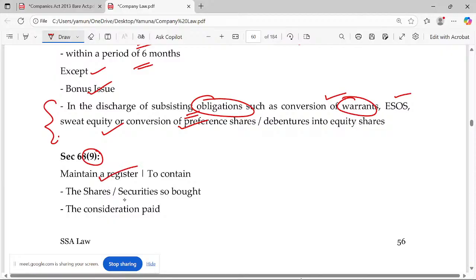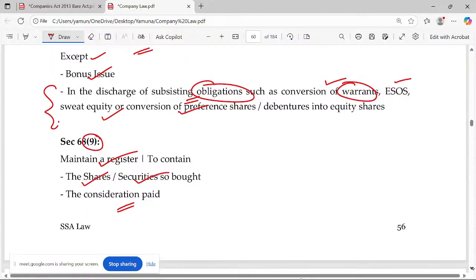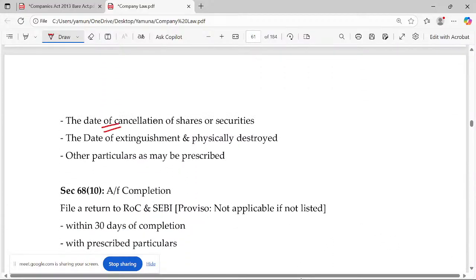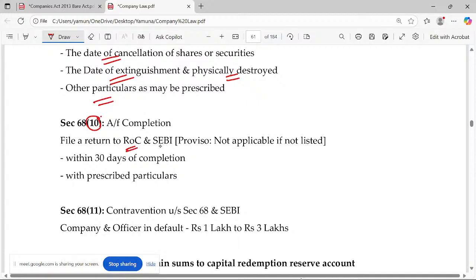Accordingly, you have to maintain a register, and it should contain the shares or securities so bought back and the consideration paid. Is it okay? And the date of cancellation of shares, date of extinguishing and physically destroying, and other particulars as may be prescribed. With respect to 10, we have to file a return to the ROC and SEBI within how many days? CMA Inter, please make a note of all these data. It will be helpful for you. Within 30 days of completion with prescribed particulars.